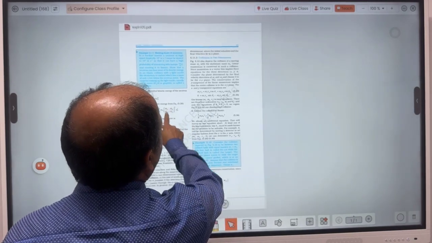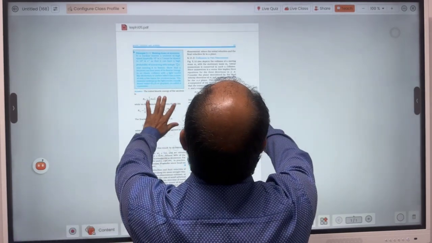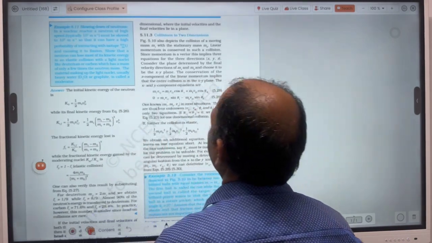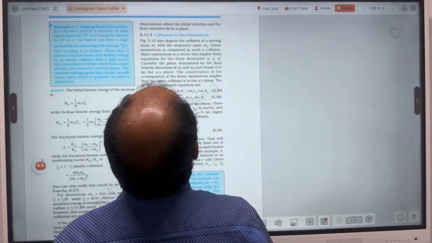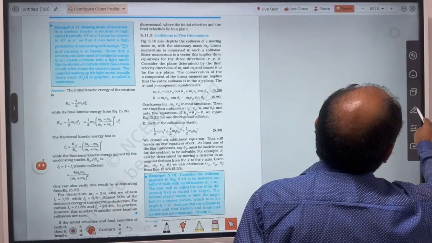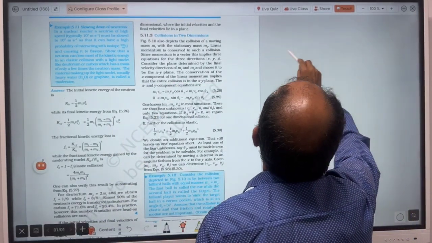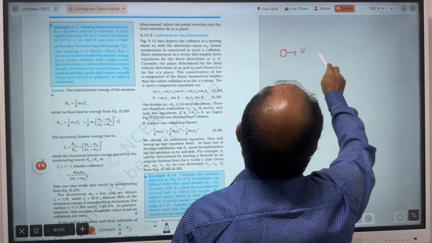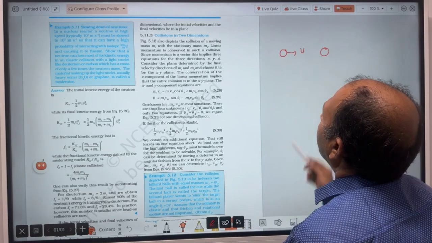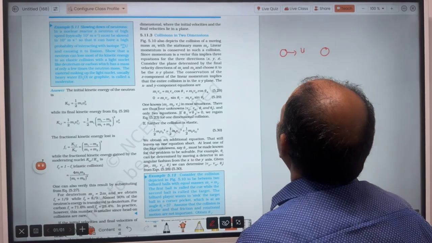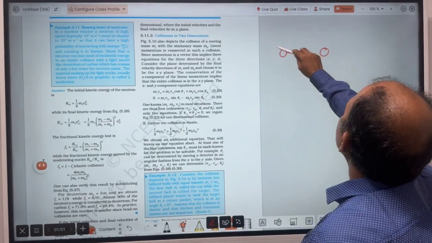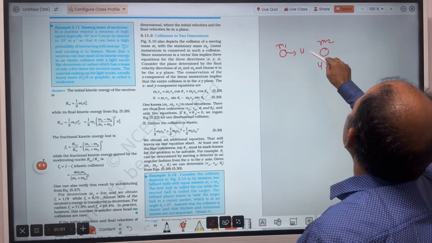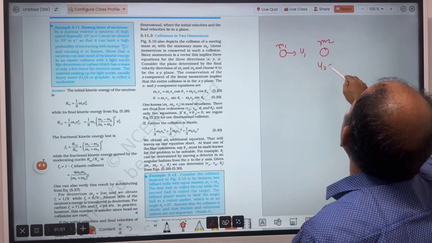So the next concept is collision in 2 dimensions. To consider collision in 2 dimensions, as I told you, suppose there is one object which is moving with velocity u, and there is another object which is either at rest or in motion, but here we are assuming that it is at rest. This is m1, this is m2, and it is at rest. So if we write u1, then u2 will be 0.